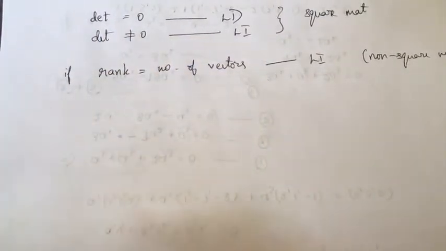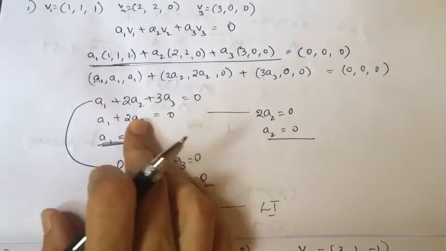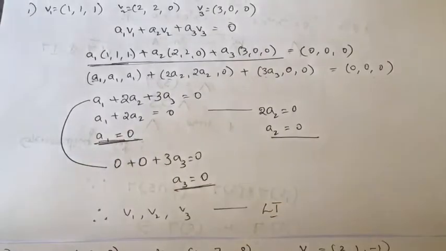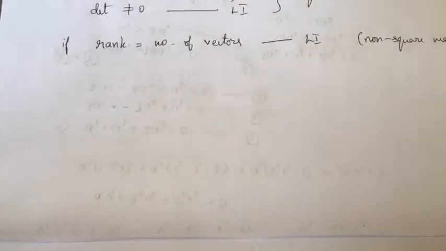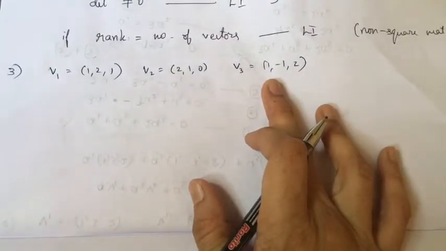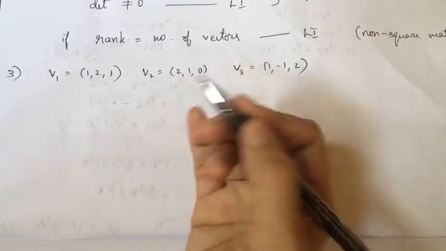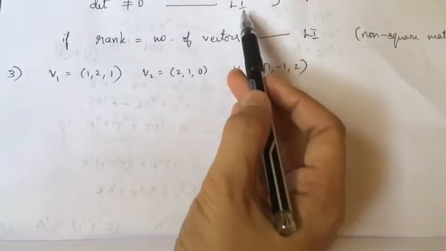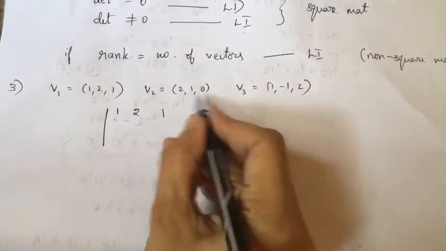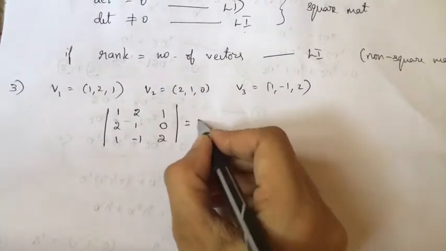I'll take up one example for this. I'll do the same example. These are the 3 equations you are getting. Here I have already got 0, but I'll take some other example. Suppose you have these vectors and I have to check the linear independence. For that I have to write these vectors in terms of a matrix, and find the determinant. If the determinant is not equal to 0, then it is linearly independent. The first row is 1 2 1, then 2 1 0, then 1 minus 1 2. So I'll expand the determinant.